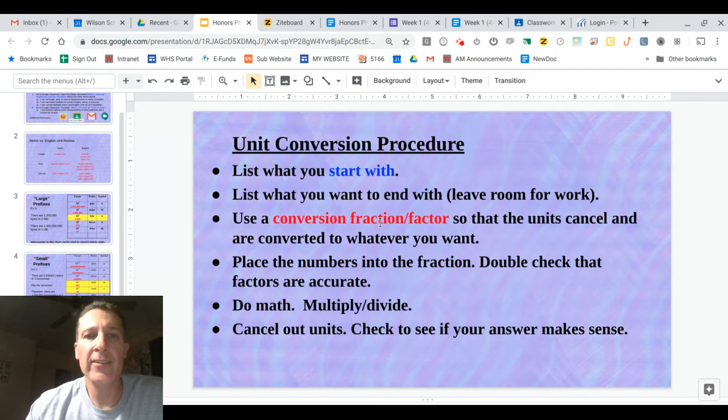Conversion fractions or factors are equivalencies. So if 12 inches equals 1 foot, something you know, that's a conversion fraction. You set them up in a way so that your units cancel. Double check that your factors are accurate. Do the math, right? Multiply across the numerators, divide across the denominators, and at the end, make sure your answer does indeed make sense.